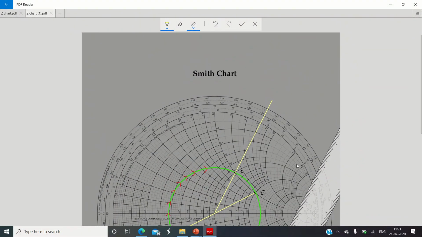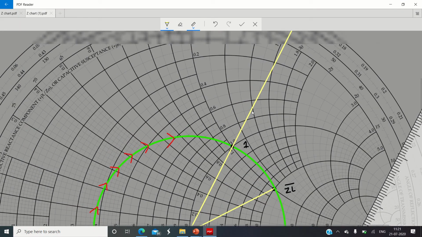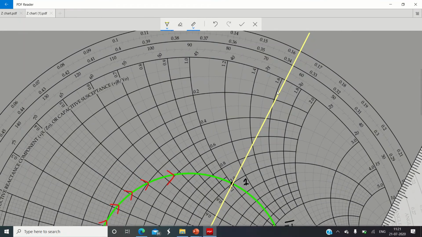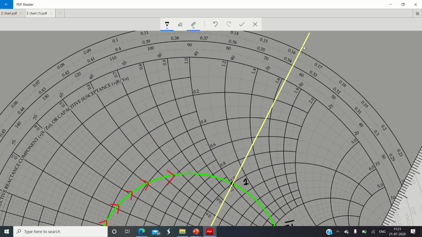So in this way, the center of the Smith chart to point number 1, we have connected with a straight yellow line. Wherever it intersects the outer periphery, there you need to read the WTG value. I will read the WTG value here and write how much it is equal to.